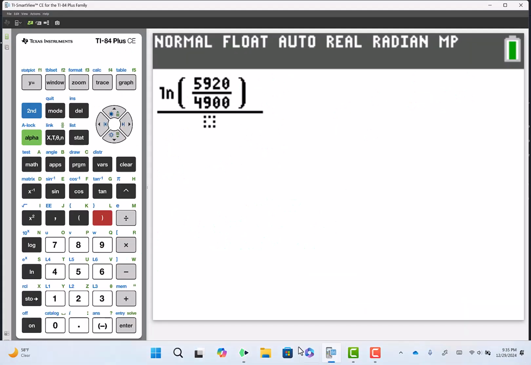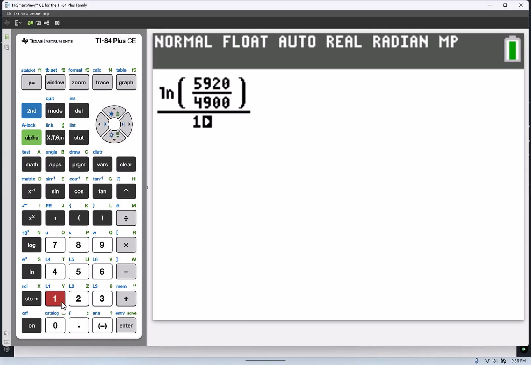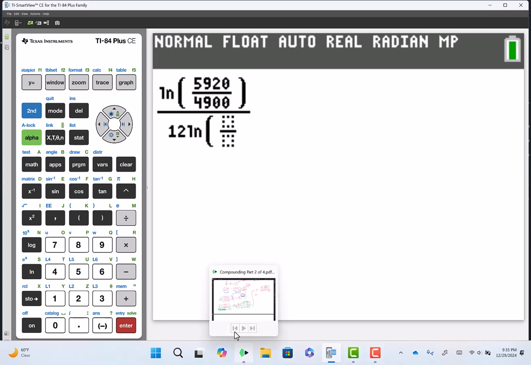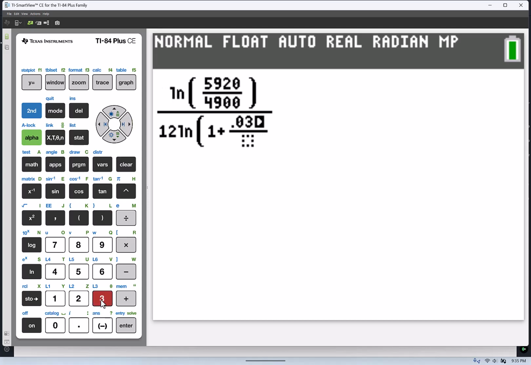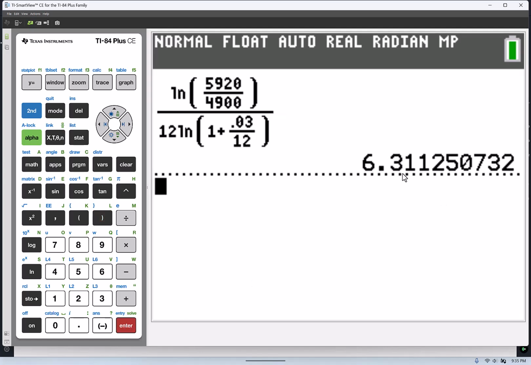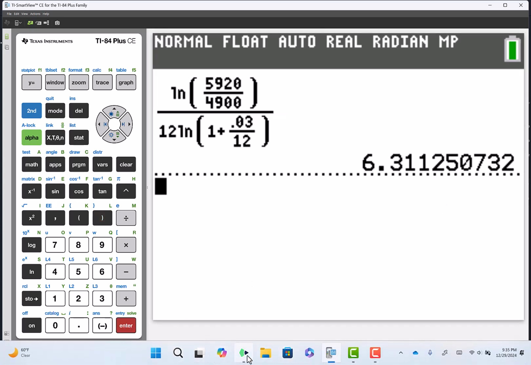So let me type that in. 12 ln. And I'm just going to type that in. Well, it's first 1 plus, right? 1 plus, and then my interest rate was 0.03, 3%, and dividing by 12. So there it is. I typed it. It looks exactly like that. And let's push enter. And I get 6.311.